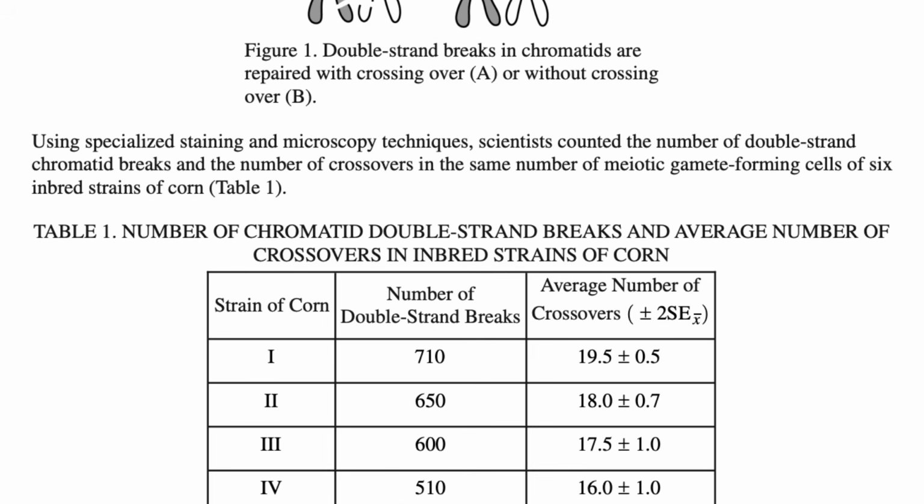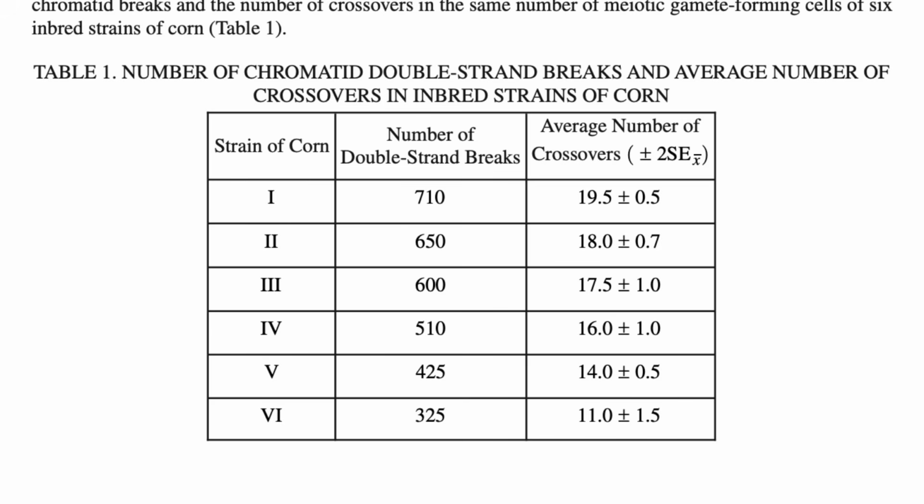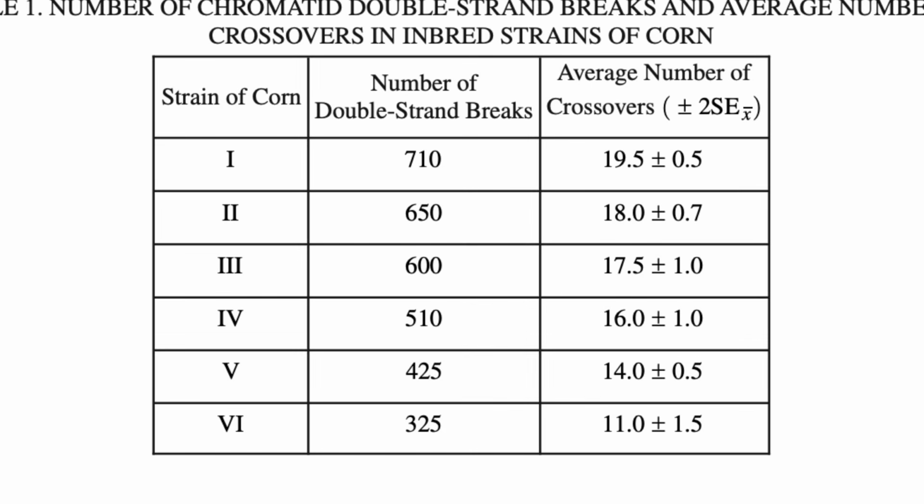Using specialized staining and microscopy techniques, scientists counted the number of double-strand chromatid breaks and the number of crossovers in the same number of meiotic gamete-forming cells of 6 inbred strains of corn. So the takeaway here is that they looked at 6 different strains of corn, all of which have varying degrees of double-strand breaks and some number of crossovers that correspond to that particular number. Now, here I like to generally take a look at some of the relationships that may form within the numbers in our table. Looking at the double-strand breaks, we see a decrease in their number from strains 1 through 6.